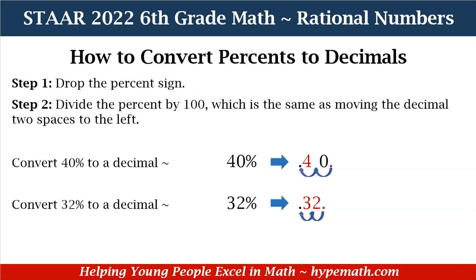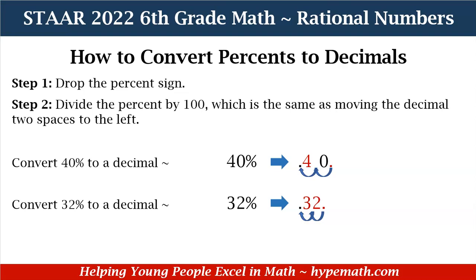Now let's look at how to convert percents to decimals. And all we're doing is the opposite of what we did to find the percent. We drop our percent sign and divide by 100, which means we move our decimal 2 places to the left. So 40%, we drop the percent sign, it becomes 40, and we move our decimal 2 places to the left. So 0.4 or 0.40 is my answer.